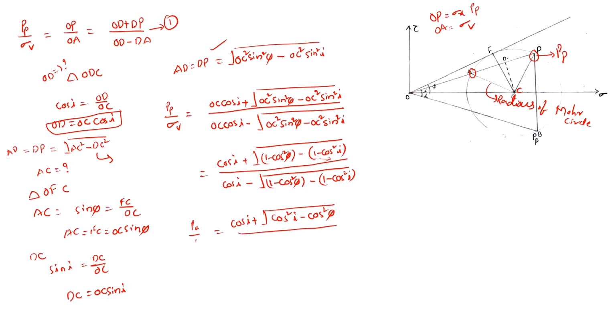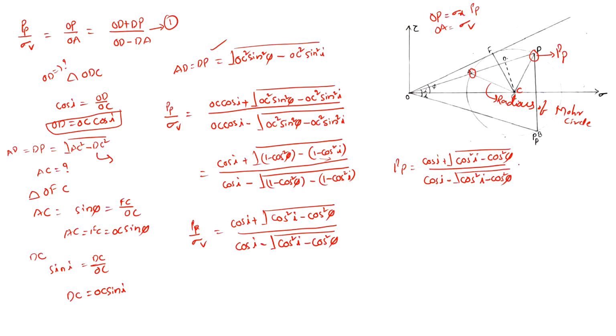This is PA divided by sigma V, or rather PP; here we are calculating passive pressure. So cos i minus root over cos square i minus cos square phi. Only the symbol is changing. To find out PP, we can write it like this: cos i plus root over cos square i minus cos square phi, divided by cos i minus root over cos square i minus cos square phi.